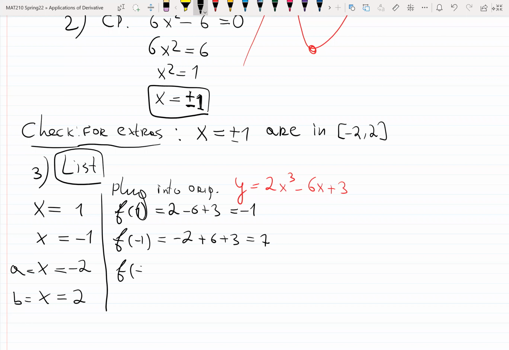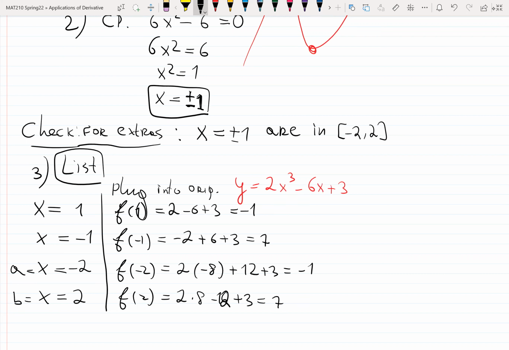What is happening at minus 2? 2 times minus 8 plus 12 plus 3. That is minus 1. And what is happening at plus 2? It will be 2 times 8 plus minus 12 plus 3. That is, at 2, 7. Choose the winner.